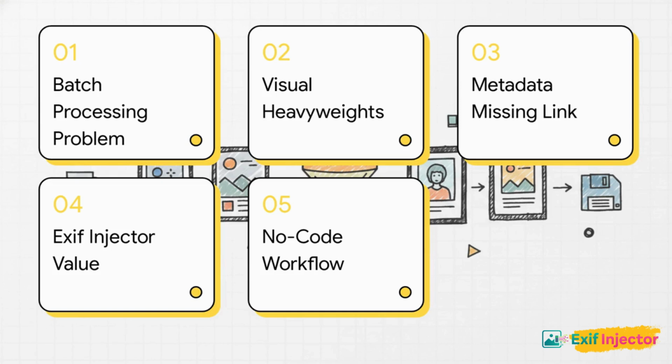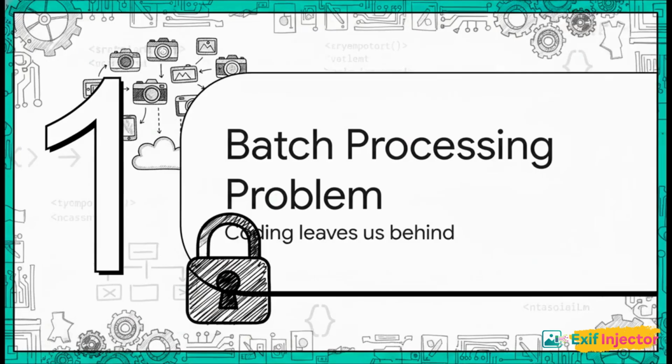We'll start with the batch processing problem, meet the visual heavyweights, uncover the metadata missing link, explore Exif Injector's unique value, and finally, build out the ultimate no-code workflow. Let's kick things off with part 1, the batch processing problem, and why coding tends to leave us creators behind.